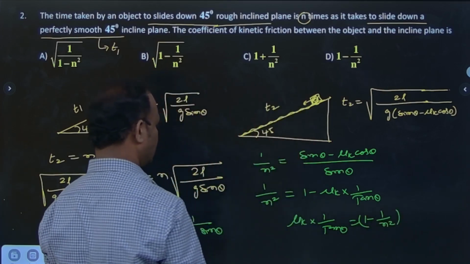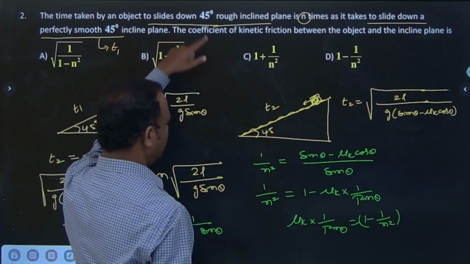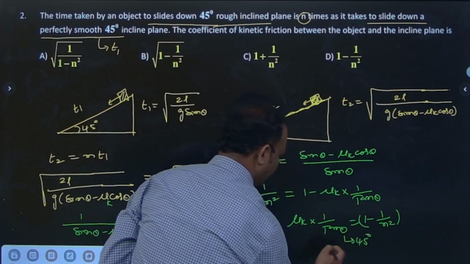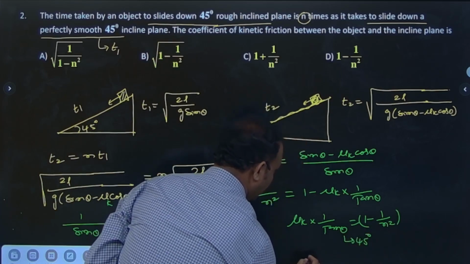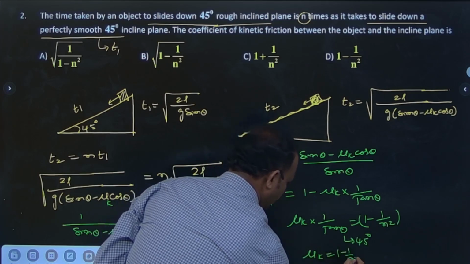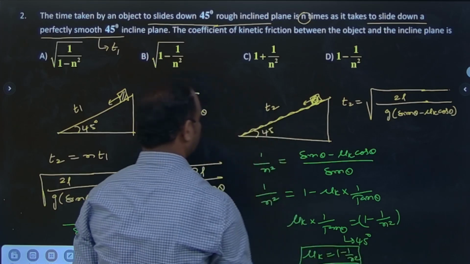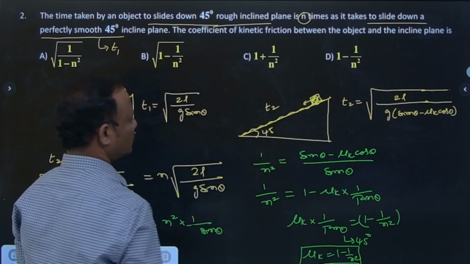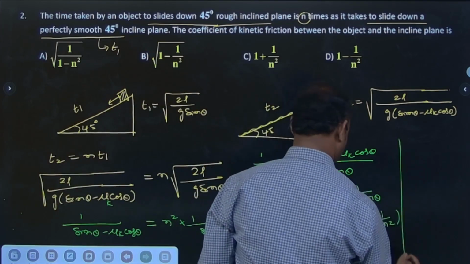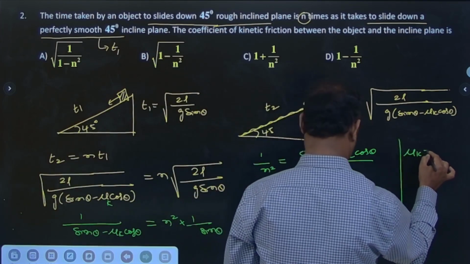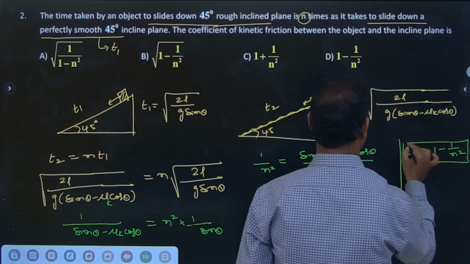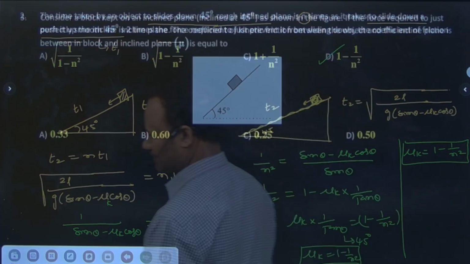Yes, I need to get about theta. What is theta? Theta is given as 45 degrees. Tan 45 is 1. So then we can write mu k is equal to 1 minus 1 by n square. This is the answer. Mu k is equal to 1 minus 1 by n square is the case. Option D is correct.